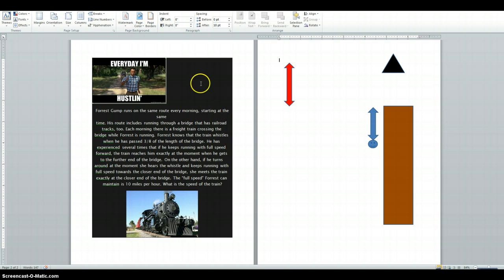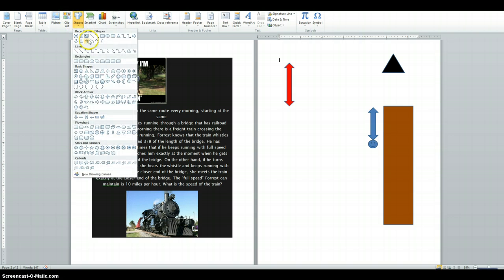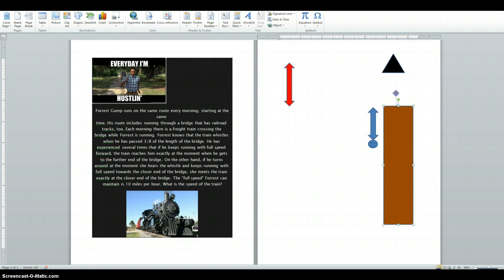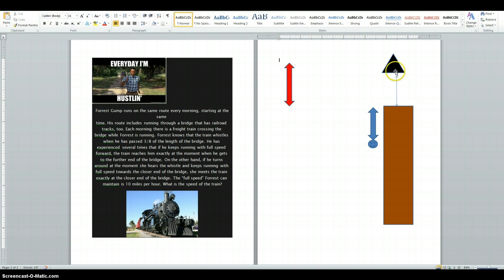Before we get a little bit further, let me just think about this. The train actually has a distance away from the bridge, and Forrest doesn't know how far it is, that's just giving him the prompt. So I'm going to draw a little arrow just so we know that this is another distance right here. So the train has to travel this distance and then the length of the bridge.